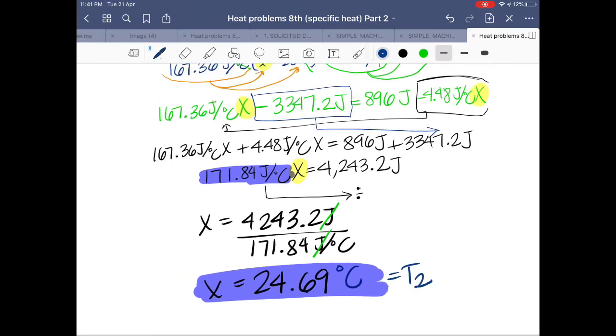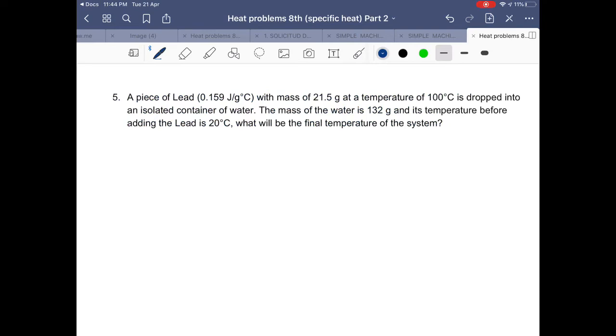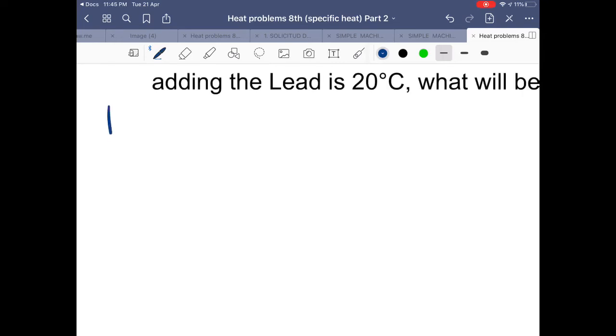I will do another example with you. A piece of lead with mass of 21.5 grams at temperature of 100 degrees Celsius is dropped into an isolated container of water. The mass of the water is 132 grams and its temperature before adding the lead is 20 degrees Celsius. What will be the final temperature of the system? You have lead and you have water.